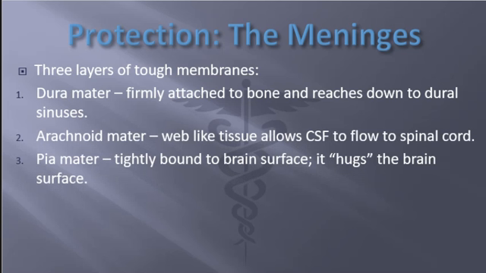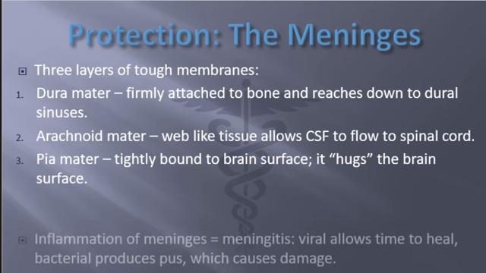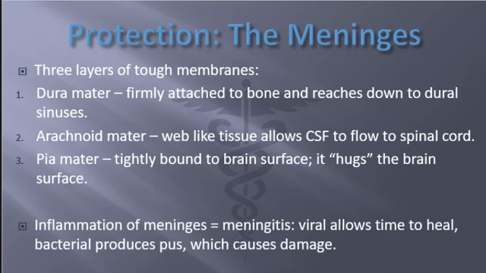And it's tightly bound around the brain surface. It hugs the brain surface. The brain, when you dissect it, will have the pia mater on it. You won't be able to tell, really, because it's hard to separate it from there. Okay, and the inflammation of the meninges is called meningitis.